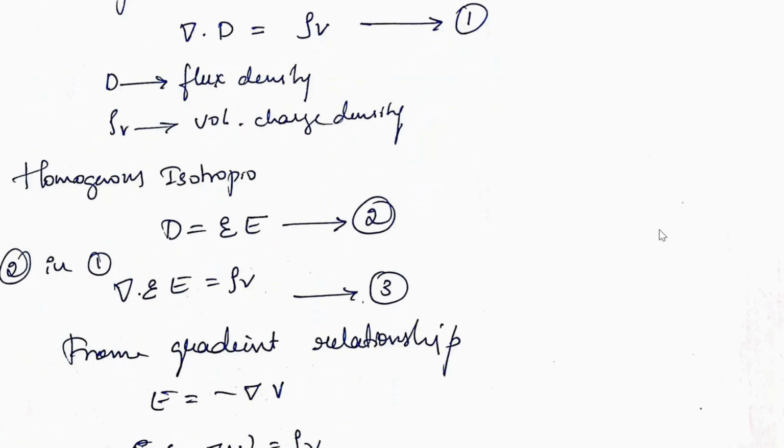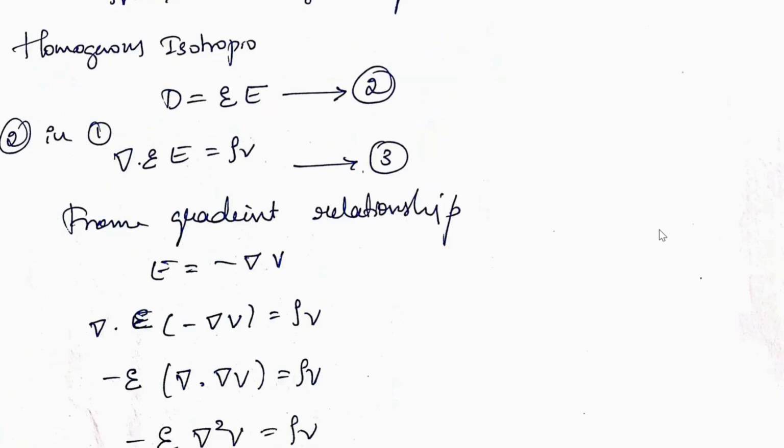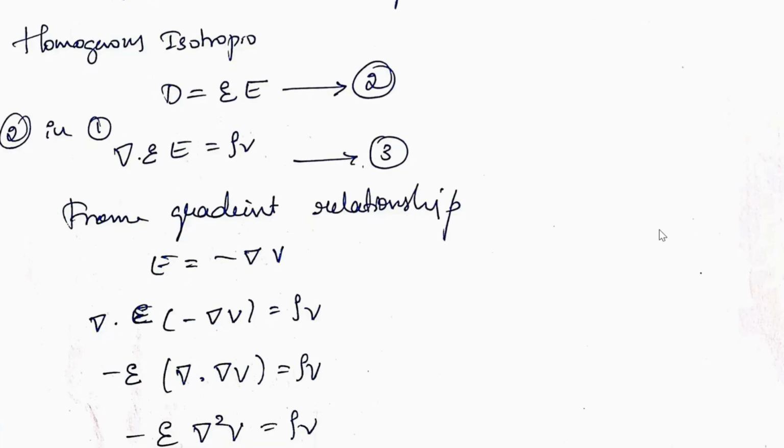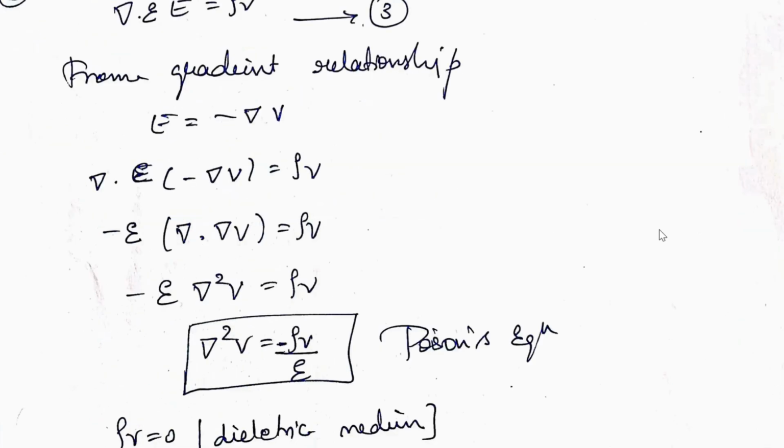So putting equation 2 in equation 1, what do you get? Del dot epsilon naught E is equal to rho v, that is equation 3. From the gradient relationship, we know that electric field is equal to minus del V. So on substituting that into the above third equation, what do we get? Del dot epsilon into minus del V is equal to rho v. Now put the del inside and we get del dot del V in the bracket, and that becomes del square V.